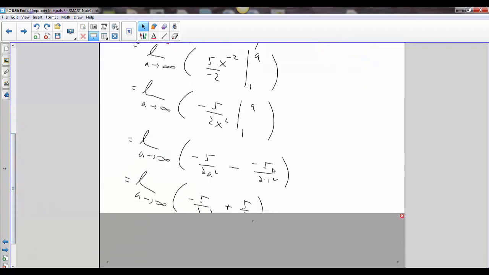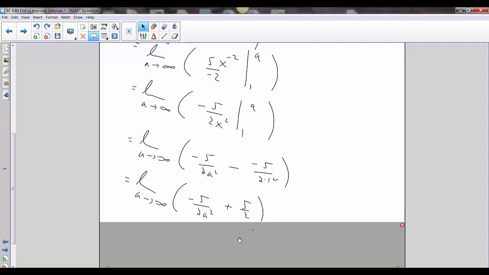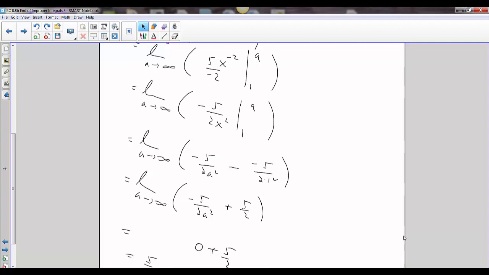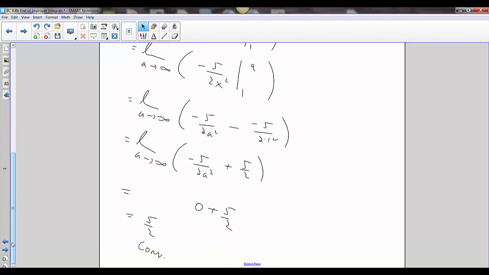So that's just a constant. That's positive 5/2. And now we're going to let the a go to infinity. So what's going to happen is the denominator will be infinity. You'll have negative 5 over infinity, which is 0. And 0 plus 5/2 will be 5/2. So it converges to 5/2.